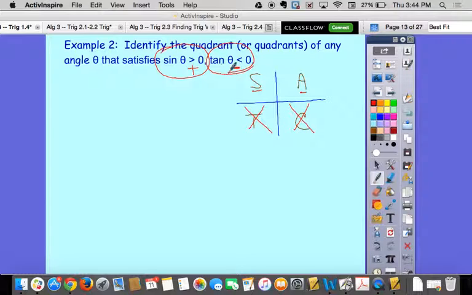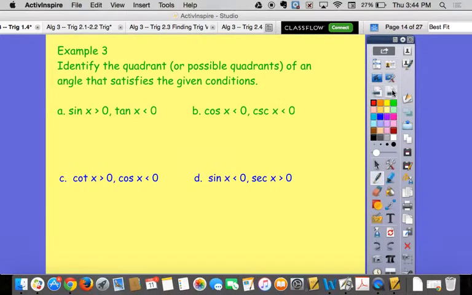So this thing right here, tangent has to be negative. Well, if tangent's negative, we can't be where all of them are positive, right? That's out. We must be in quadrant 2. Okay.